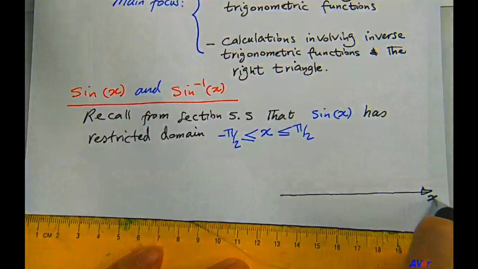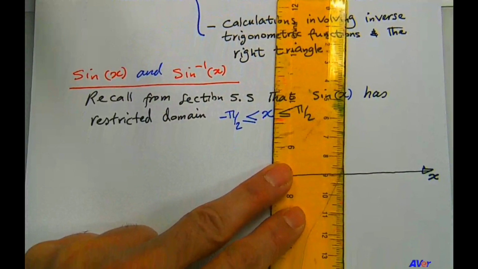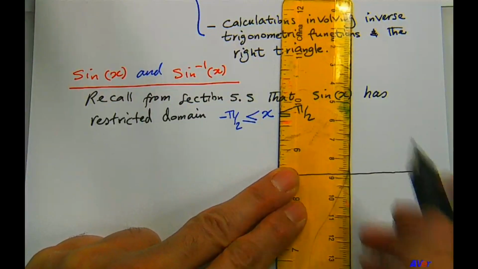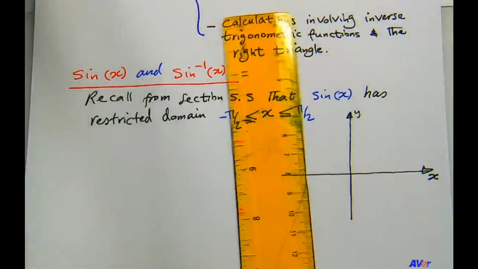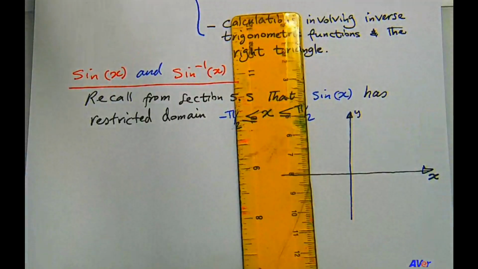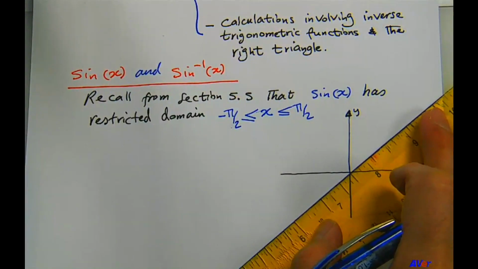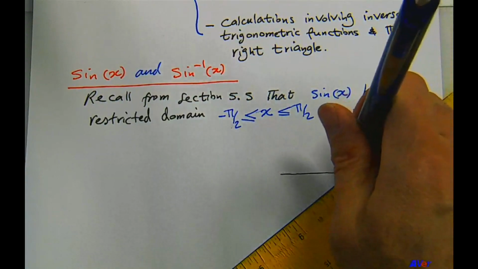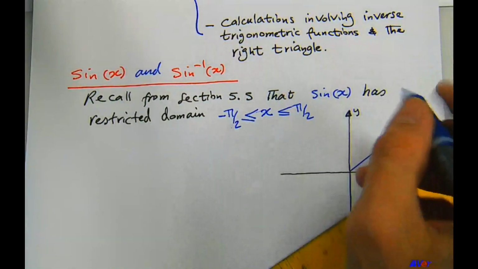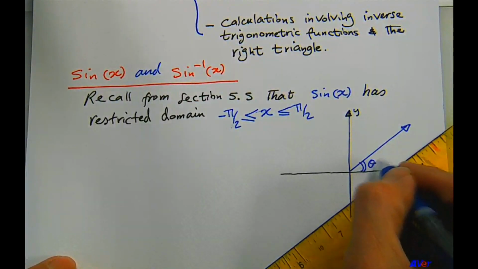So here's our x-axis and y-axis. And suppose we have some angle theta, let's say something like that. So this is the terminal side of that angle, right? So this is the angle theta.